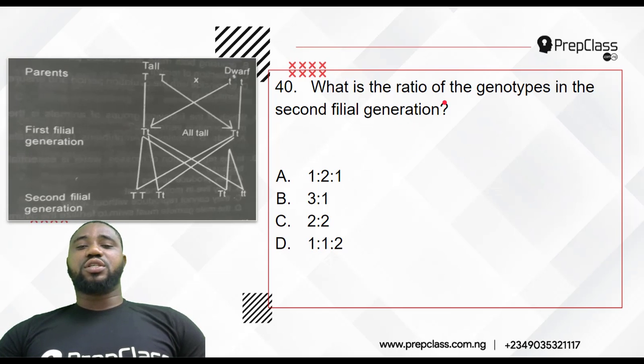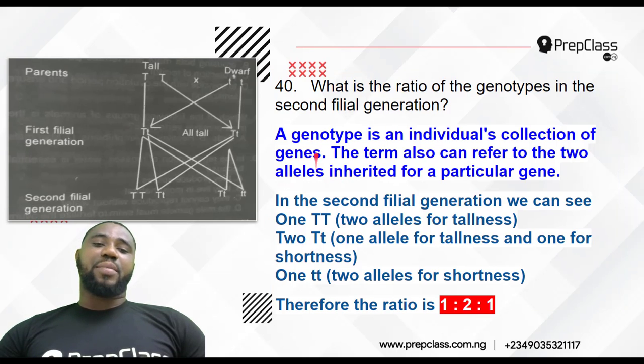Question 40. What is the ratio of the genotypes in the second filial generation? Ratio of the genotype. I said that a genotype is an individual's collection of genes. The term also can refer to 2 alleles inherited for a particular gene, whether it is for shortness or tallness. So you can see that in the second filial generation, we can see 1 capital letter T, capital letter T, 2 alleles, or 2 genes for tallness.